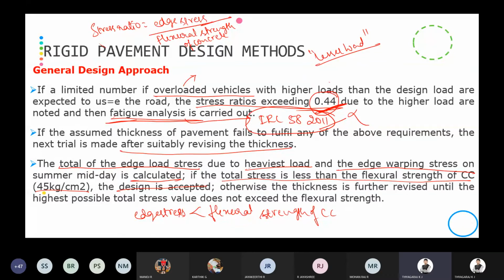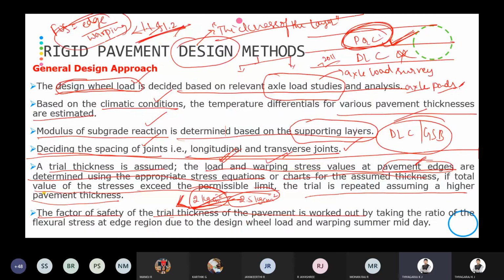Otherwise, if the edge stress is greater than the flexural strength, then we are going to consider revising the thickness of the CC pavement. So remember, if the edge stress is lesser than the flexural strength of concrete, then we are going to adapt the trial thickness. If the edge stress is greater than the flexural strength of concrete, we are going to revise the trial thickness. Okay, so these are some general design approach we are going to consider.